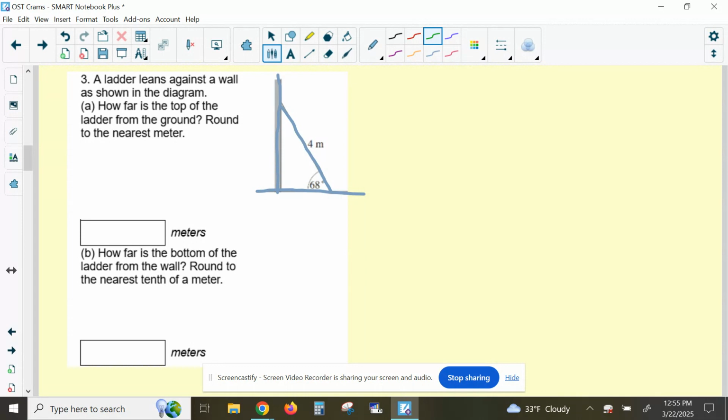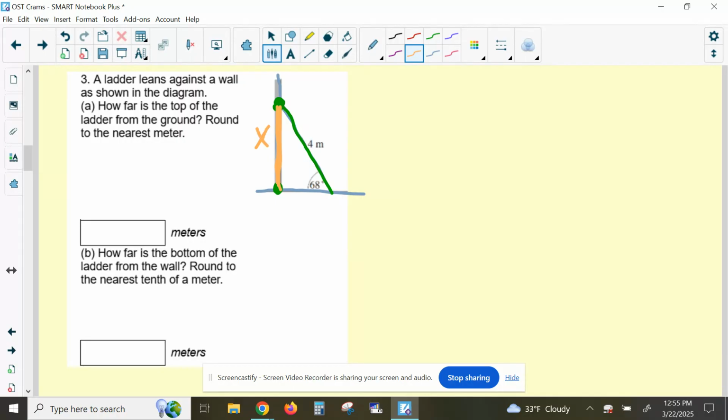So where is my ladder? This green line is my ladder. So the top of the ladder is right here. How far is it from the ground? So that's down here. So we are talking about this piece right here, right? So this is my, let's call him X.